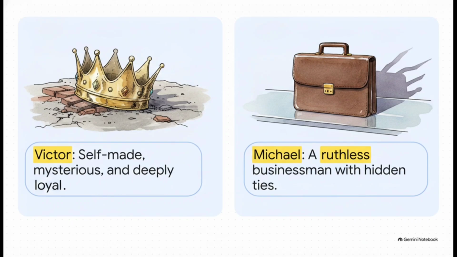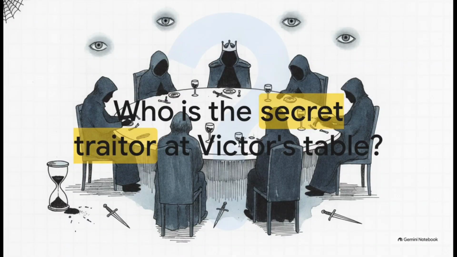This contrast ensures that when they inevitably collide, it isn't just a fight for territory, it's a massive clash of ideologies. But you know what? The true suspense doesn't actually come from Cross at all. The real biting question here is, who is the secret traitor sitting right at Victor's own table? This is where the outline hooks us completely.